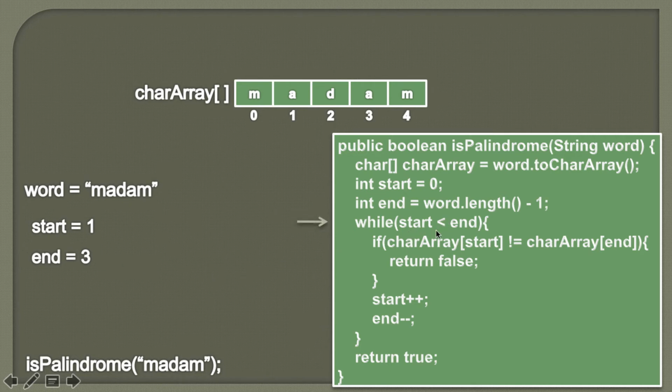We check whether start is less than end or not. So 1 is less than 3. Therefore the condition in the while block comes out to be true. And here we simply check whether the character stored at the start index and the character stored at the end index are equal or not. As the value of start is 1, it will point to this character, and end is 3, so it will point to this character. So we are simply comparing this character with this, and here we know that these two characters are equal. Therefore the condition in the if block comes out to be false.